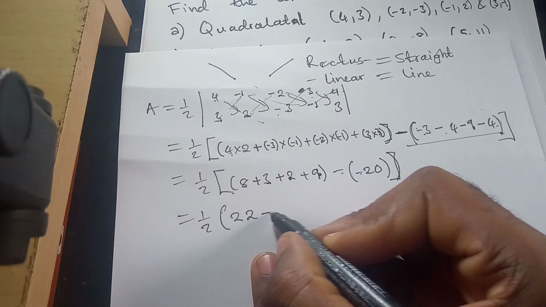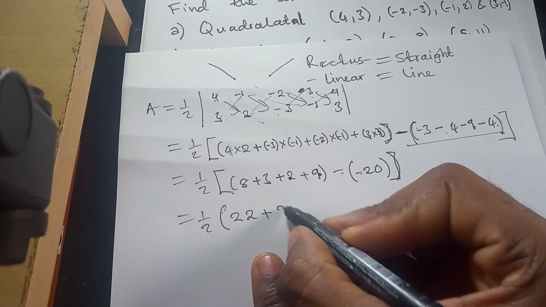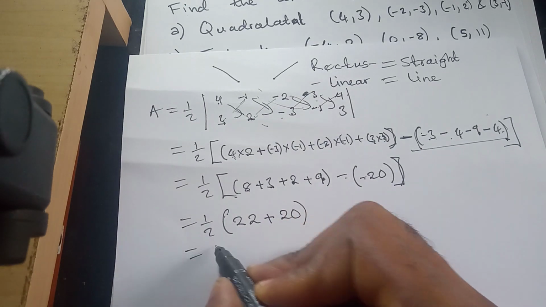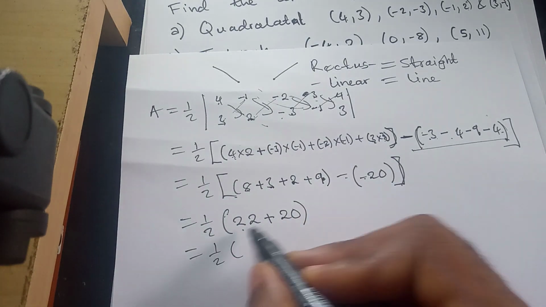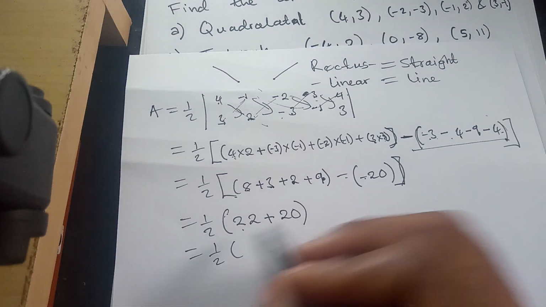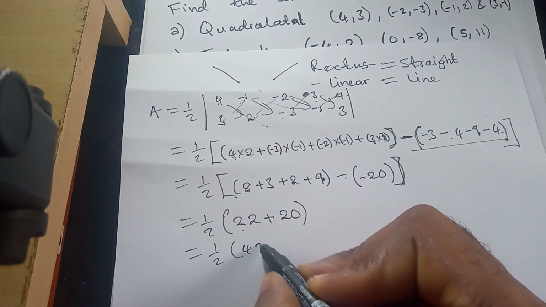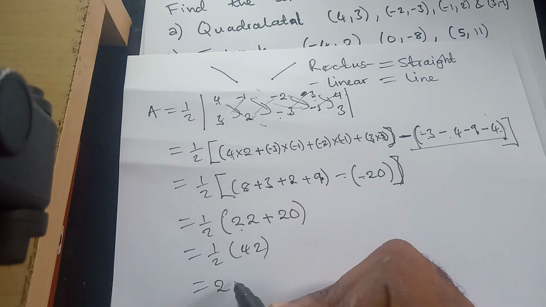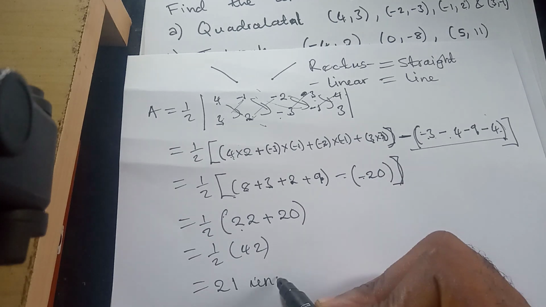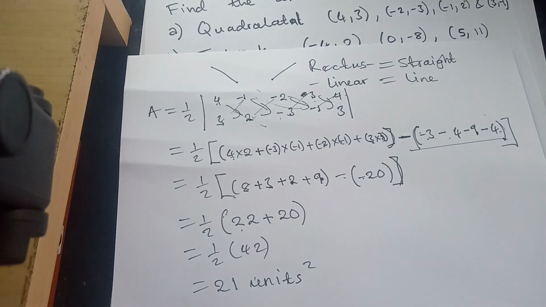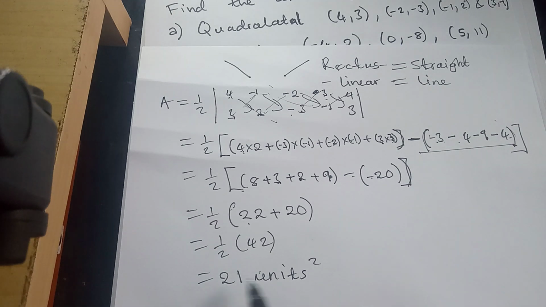And then this and this will give us a plus 20. So we have a half. And then 22 plus 20, this is 42, which is 21 units squared. Remember, for area you always put the square units.